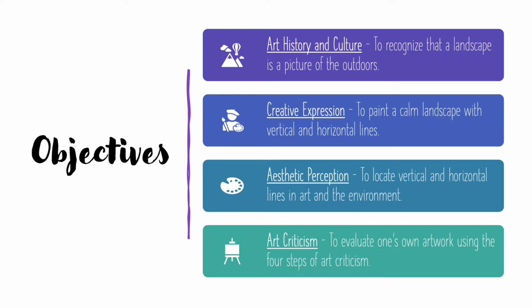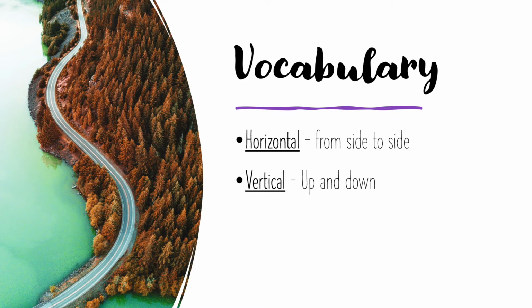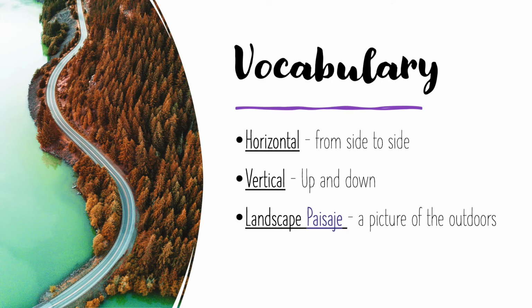Okay, so today's goals or objectives are to recognize that a landscape is a picture of the outdoors, to use creative expression to paint a calm landscape with vertical and horizontal lines, to locate vertical and horizontal lines in art and the environment, and to evaluate one's own artwork using the 4 steps of art criticism. Some vocabulary for this lesson is horizontal, which means from side to side, vertical, which means up and down, and landscape, a picture of the outdoors.